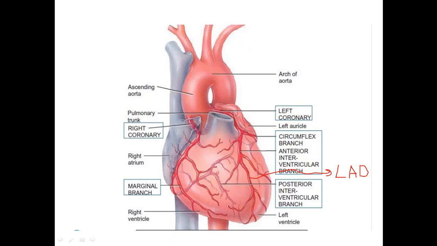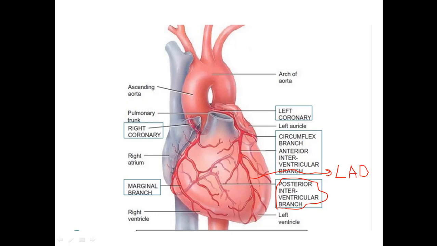Now we have another concept, which is the dominant circulation. We have this branch called the posterior interventricular branch. Depending on which vessel gives this branch, that is the dominant vessel. This branch is important to anatomists, because if the right coronary gives the posterior interventricular branch, which is the case in almost 90% of people, the right coronary is said to be dominant. So this patient has a right coronary dominant circulation.